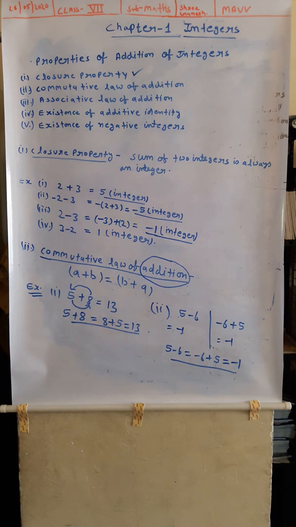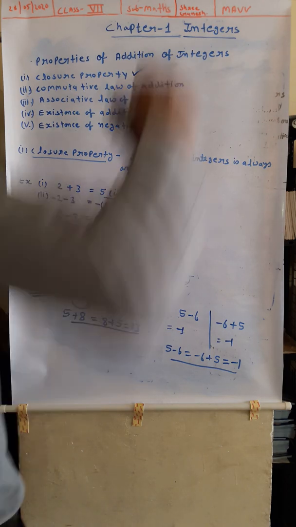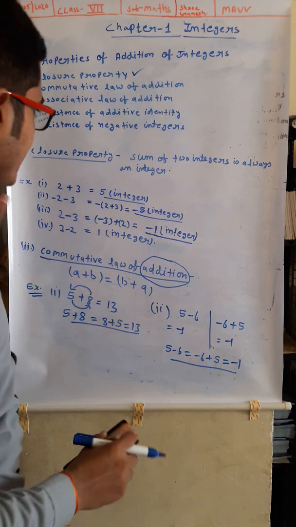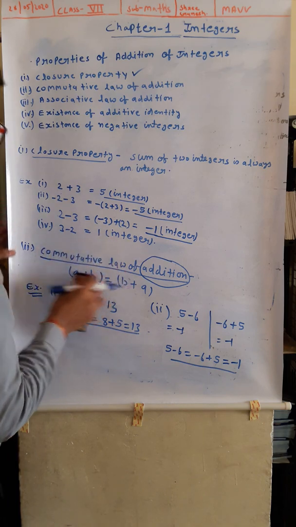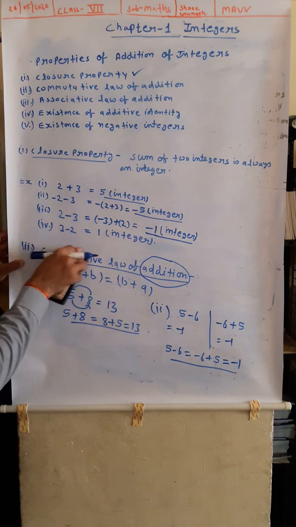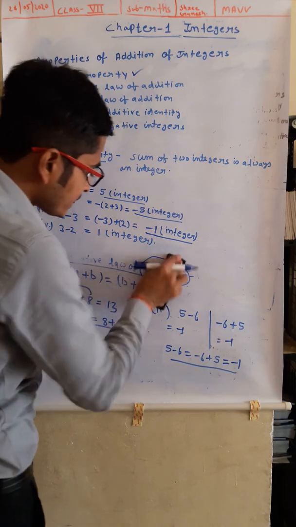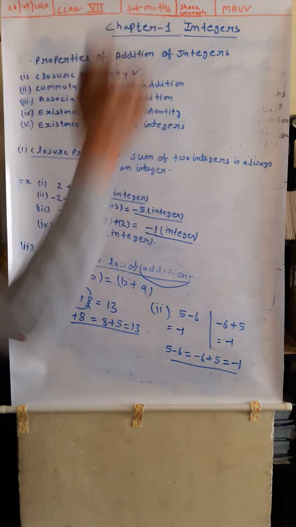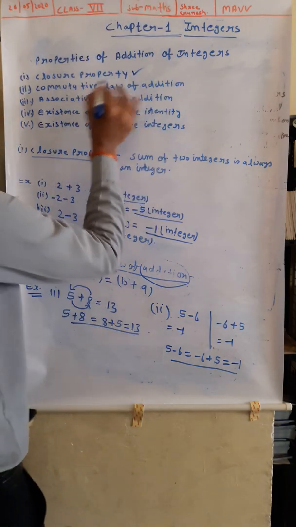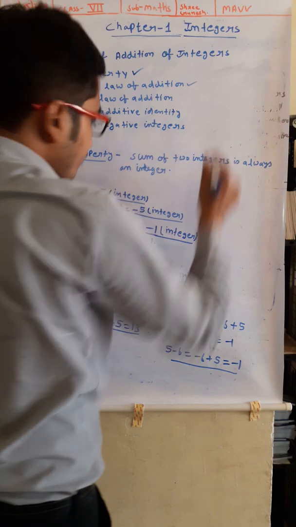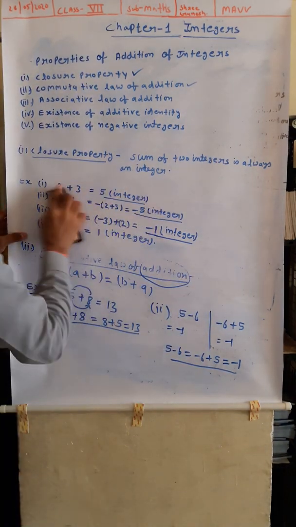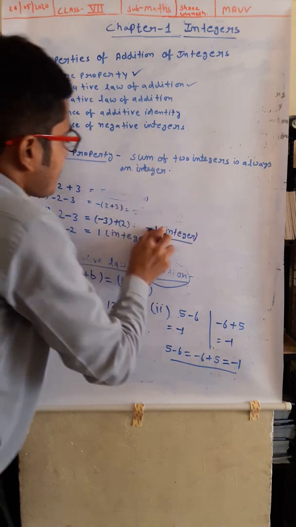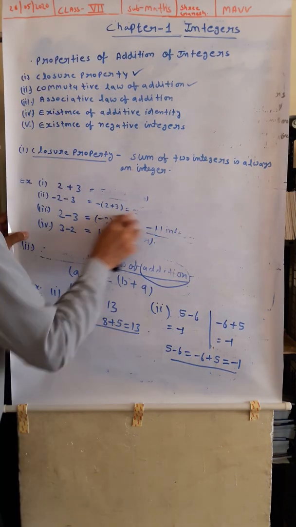Okay, dear children, I will send you one image of this board, whatever I have written over here. Till then, let's discuss some other properties. Here we discussed two properties, closure property and commutative law of addition. These two are finished. So let me clean it.